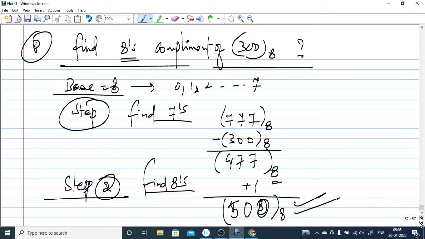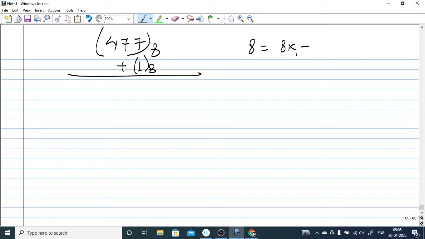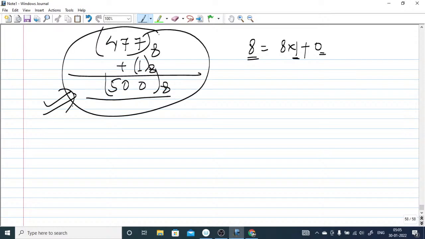You have to keep this in mind, right? How to add. Suppose we are adding 4, 7, 7 which is in base 8, and we are adding 1 which is also in base 8, right? What you have to do here is 7 plus 1, 8, right? So 8 can be written as 8 into 1 plus 0. So this 0 remainder should be there, and the carry 1 will be added here, so it will be again 0, and 1 will be added here, so 500.